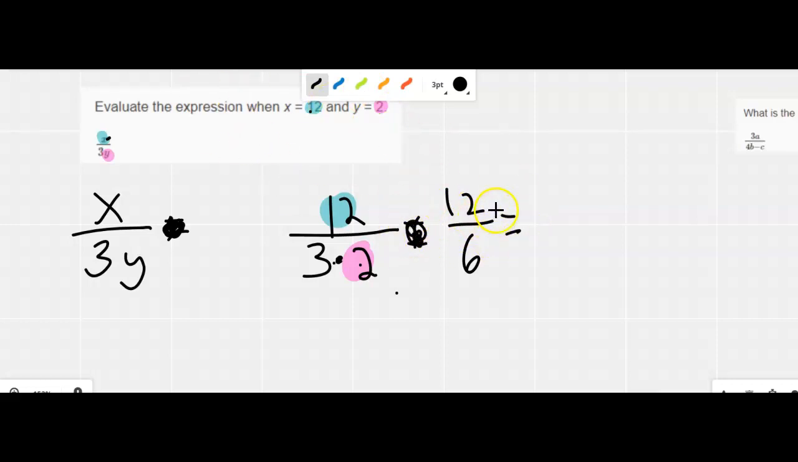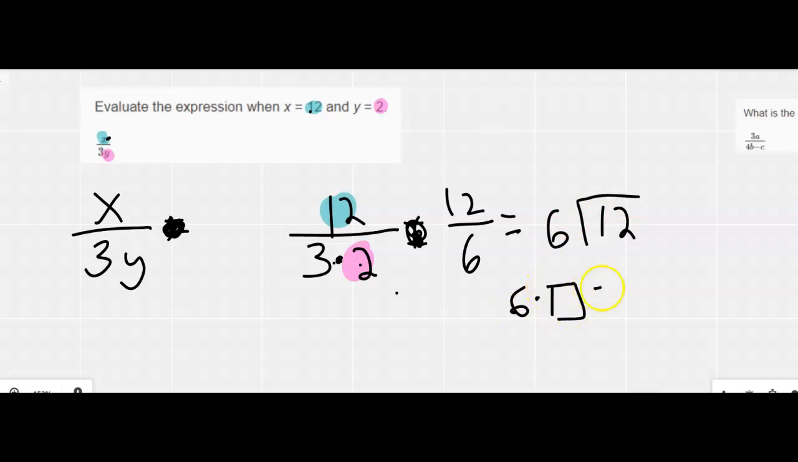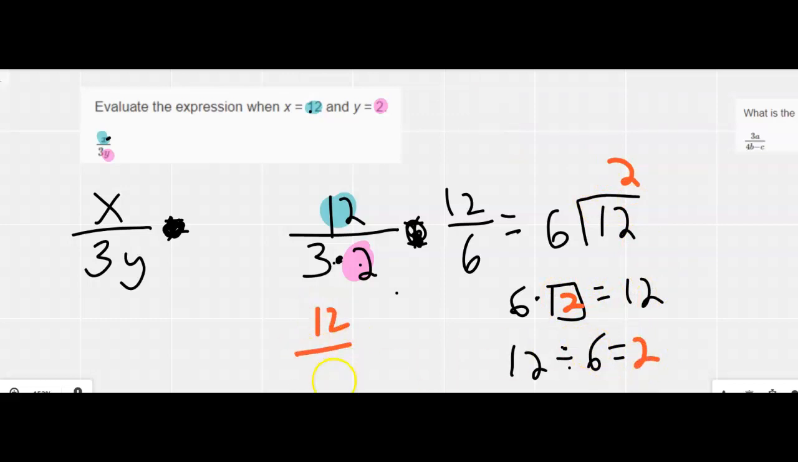At any rate, 12 over 6 is the same thing as saying 12 divided by 6. Or you could say 6 times something equals 12. Right? So what is that? And you've got that handy dandy calculator. You could always write it this way, 12 divided by 6 on your calculator. No matter which way you do it, you're going to end up with the following answer. It's going to be 2. Ta-da! Because 12 over 6 equals 2.